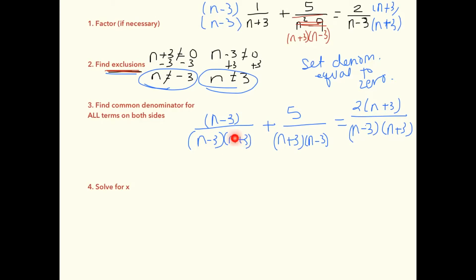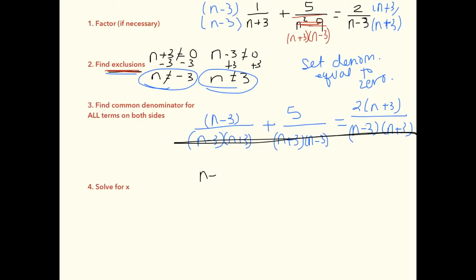So see, we've got the same denominator across. So we did what we wanted to do. Now when you have a denominator, when they're all the same, when you have all the common ones, you can just cross them out. So that's why we want to get them the same, so we can get rid of them. And what we have left is just the numerators.